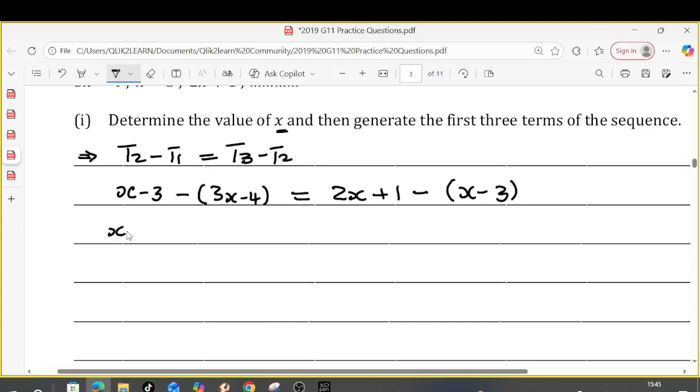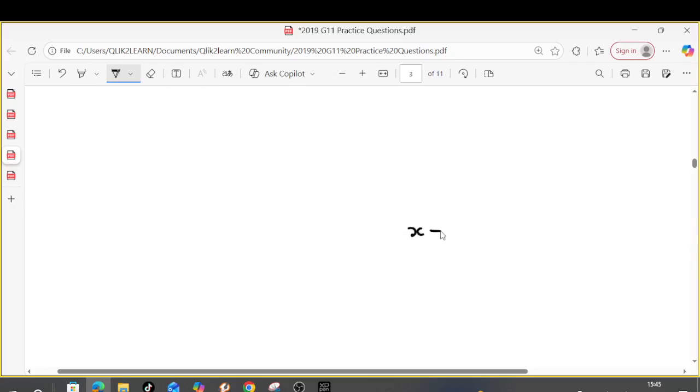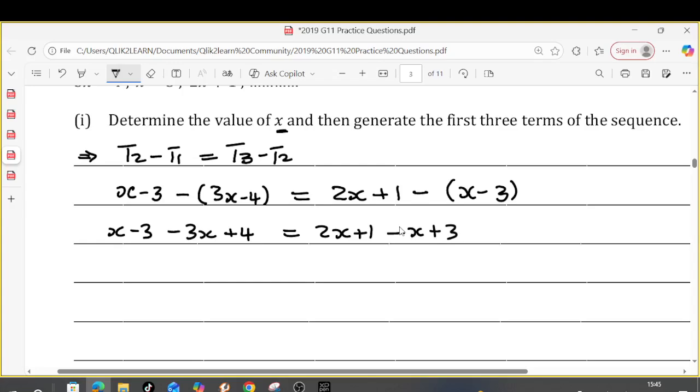So now what's next? Multiplying out the bracket. Pay attention. This is x minus 3 minus 3x plus 4, equal to 2x plus 1 minus x plus 3. Now you can group the like terms. On this side, I'll have x minus 3x, which is negative 2x, and minus 3 plus 4 is plus 1. Equate this to 2x minus x, which will be plus 4. Please make sure you check me on your side that I don't make mistakes. Now let's take the x to the other side to get negative 3x is equal to 3.